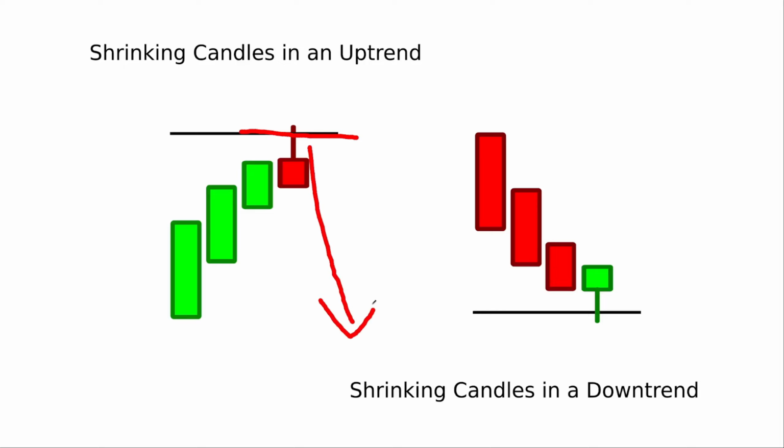Here on the right side we have the same pattern but in bearish. Again, this is a downtrend and each candle is smaller than the previous one, and if combined with or near an area of key support, this can also be an indicator of a potential trend reversal.